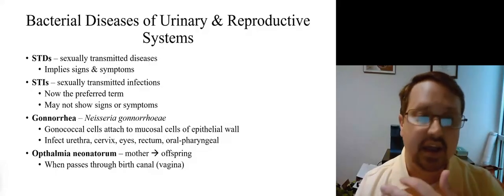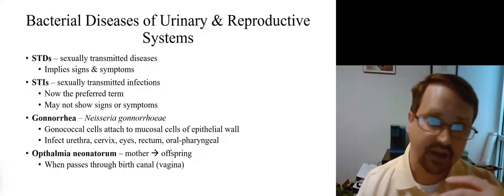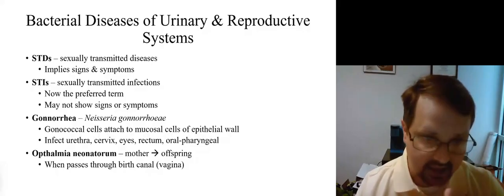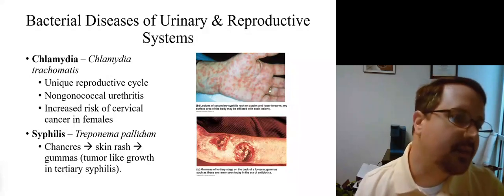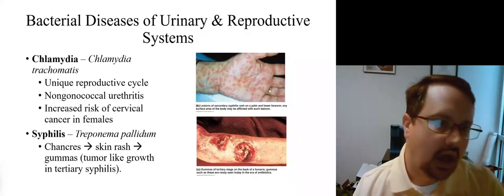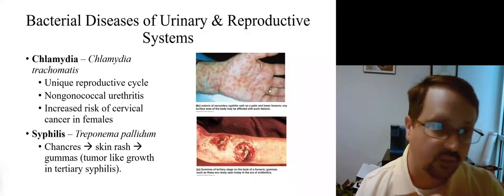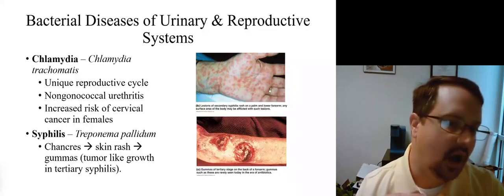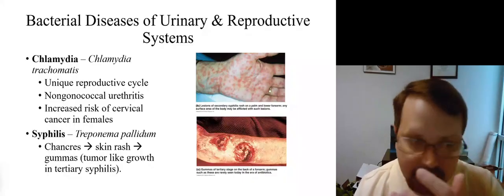So ophthalmia neonatorum, this comes from a woman who gives it to her offspring when she is infected with a bacterial disease. She may give her baby an eye infection, ophthalmia. Chlamydia, Chlamydia trachomatis. It's really unique the way it reproduces, but it gives risk of cervical cancer in females. It's what we call a non-gonococcal urethritis. So it burns when you pee.